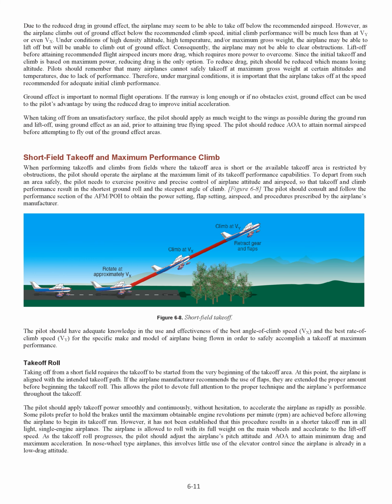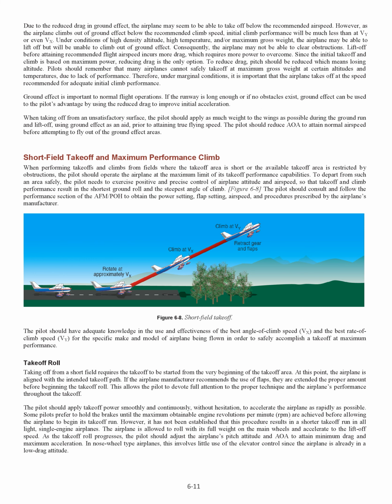Ground effect is important to normal flight operations. If the runway is long enough or if no obstacles exist, ground effect can be used to the pilot's advantage by using the reduced drag to improve initial acceleration. When taking off from an unsatisfactory surface, the pilot should apply as much weight to the wings as possible during the ground run and liftoff, using ground effect as an aid, prior to attaining true flying speed. The pilot should reduce AOA to attain normal airspeed before attempting to fly out of the ground effect areas.